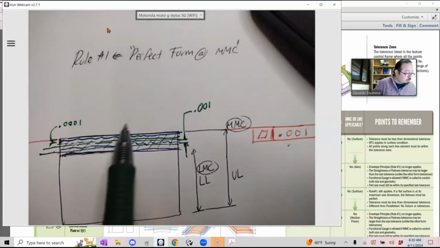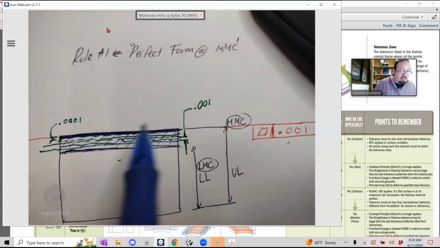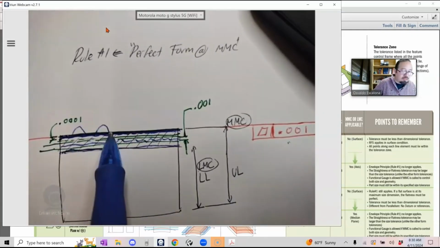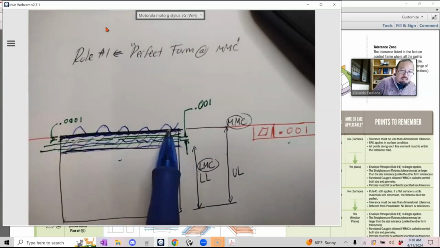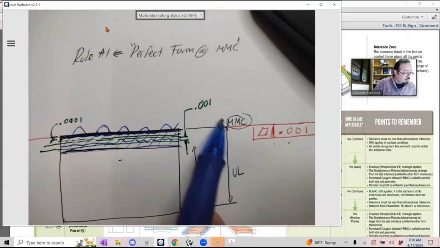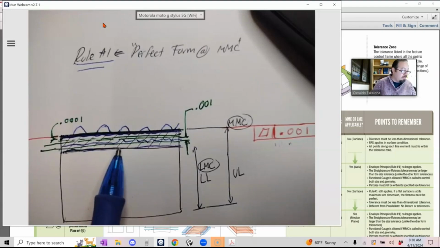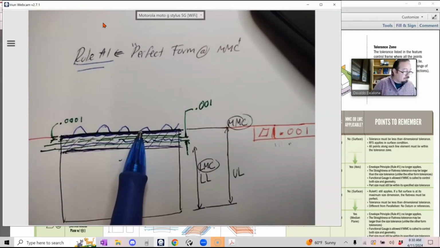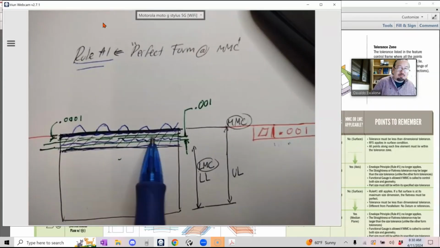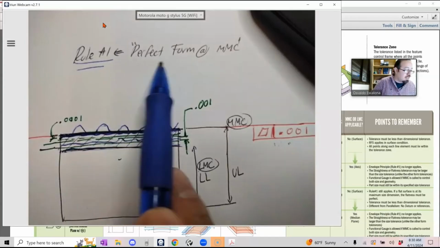In other words, if my part wants to come at maximum material condition, right at the top of it, it cannot have any more variation in form, like more wiggly, because it's already at the biggest I can get, and then it will violate rule number 1. So rule number 1 says your form can vary from lower limit to upper limit, and as you move closer to MMC, you cannot surpass MMC. Your maximum variation in form has to stop at MMC. In other words, perfect form at MMC.